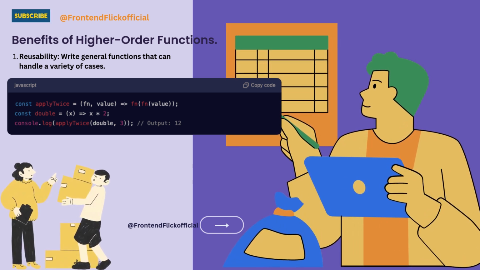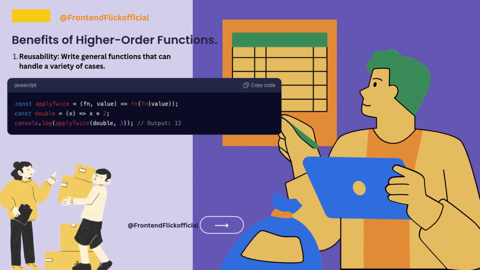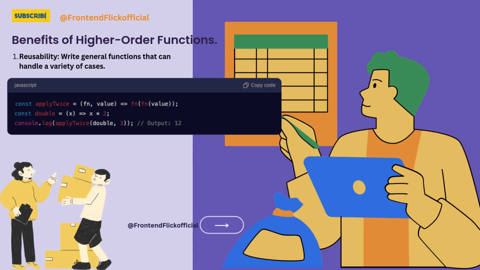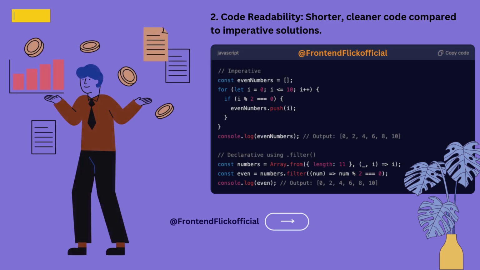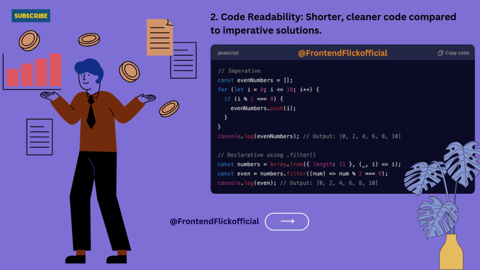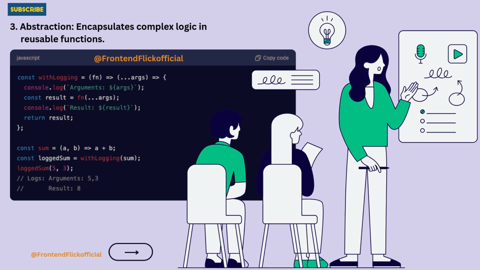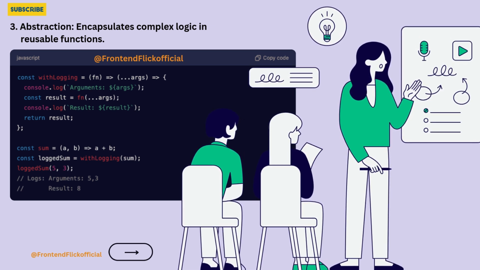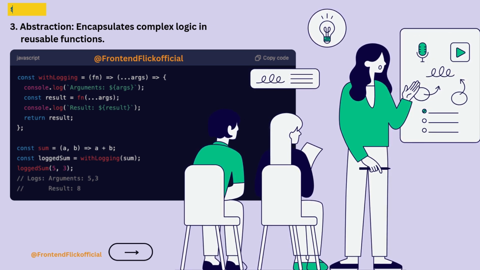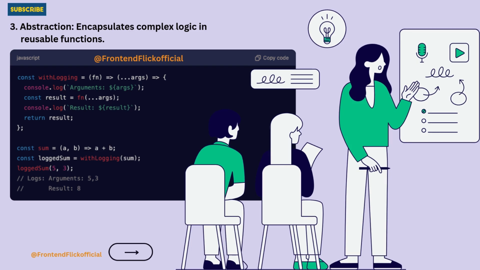Benefits of higher-order functions. Let's quickly summarize the benefits of using higher-order functions. One. Reusability. Write generic functions that can handle a variety of cases. Two. Code readability. Shorter and cleaner code compared to imperative loops. Three. Abstraction. Encapsulate complex logic in reusable functions. Here's a great example of abstraction using a logging utility. For example, this is why higher-order functions are invaluable. They make your code more modular, maintainable, and predictable.